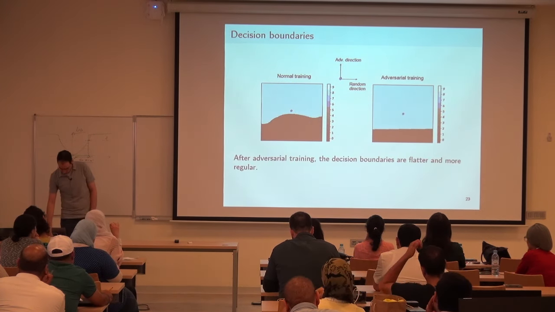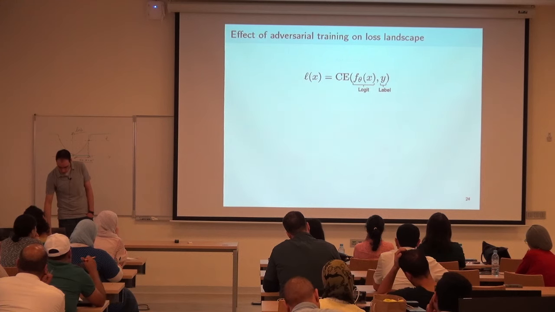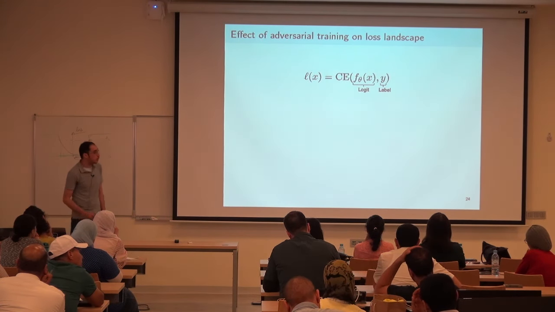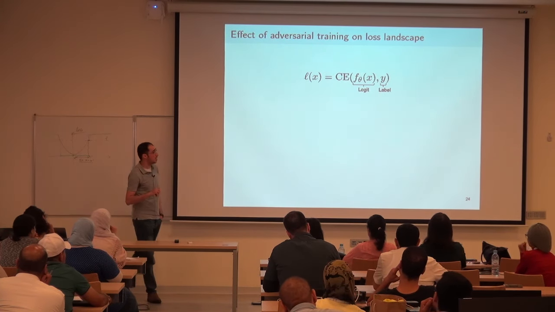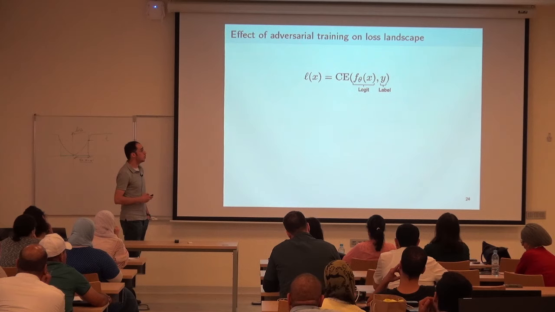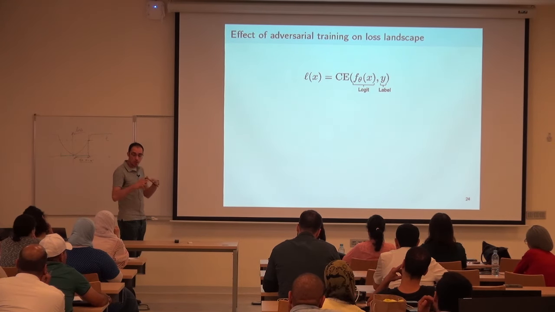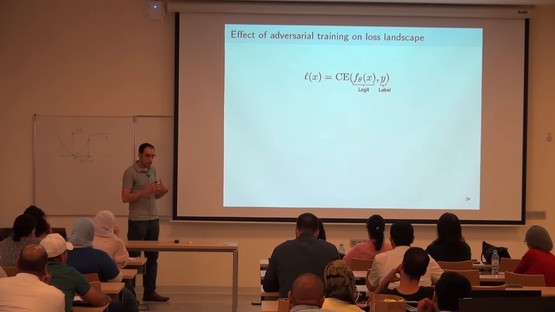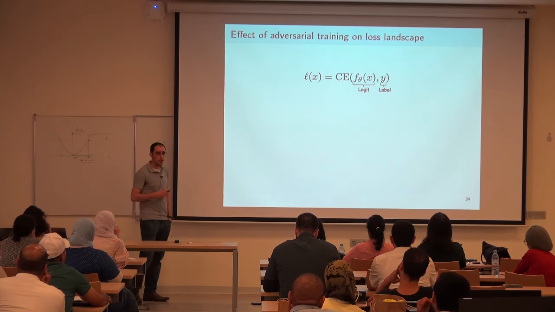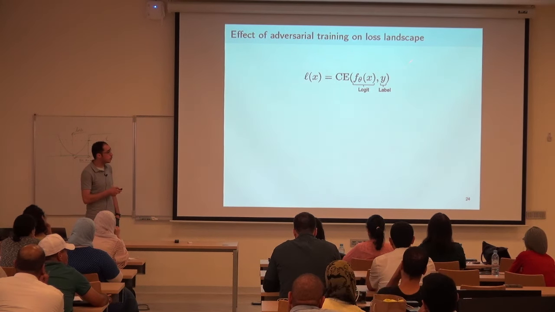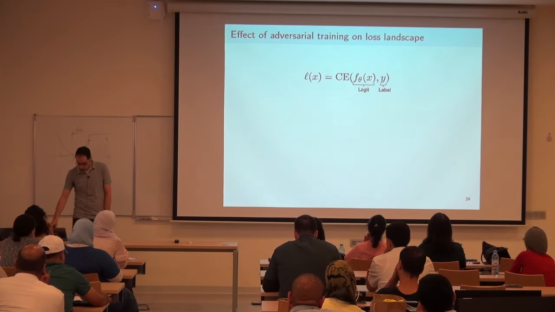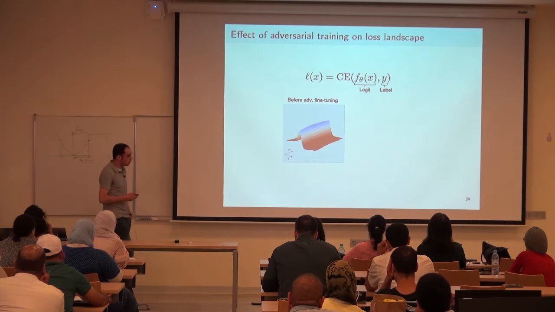And yes, so the decision boundaries are much flatter. Now, working mathematically with decision boundaries is quite complicated. So instead of working with the decision boundary, we're going to work with the loss function, which we saw during the summer school, which is really the cross entropy loss between the output of the network and the label. Okay, so we can plot basically the negative of the loss function.